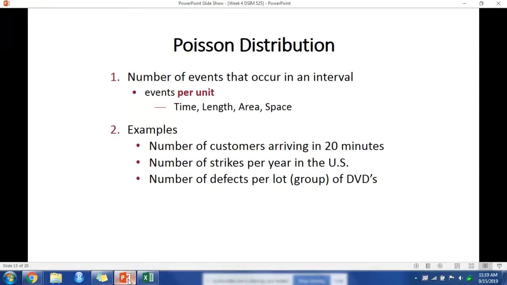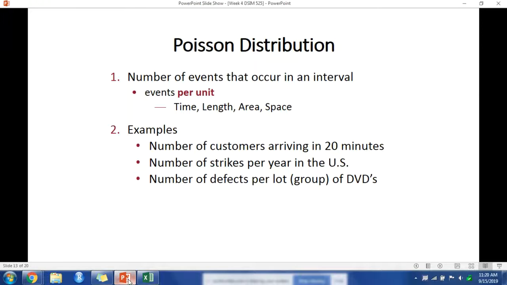The Poisson distribution is a discrete probability distribution that expresses the probability of a given number of events occurring in a fixed interval of time or space, if these events occur with a known constant rate and independently of the time since the last event.